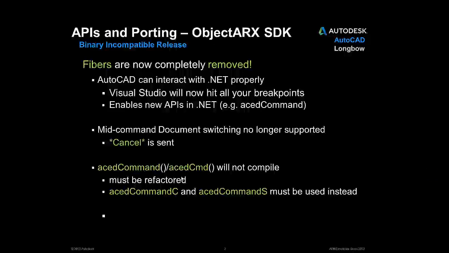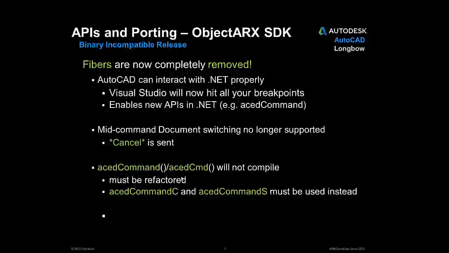As we introduced on Dev Days, the next AutoCAD will remove fiber. In the past, we had a lot of fiber issues to work with .NET API code. The known issue is that when we were debugging and switching documents, sometimes .NET code could not break at the breakpoint. This is because .NET knows nothing about fiber. So we had to think about a workaround to solve the issues. It was very tedious. Without fiber, AutoCAD can interact with .NET code properly.